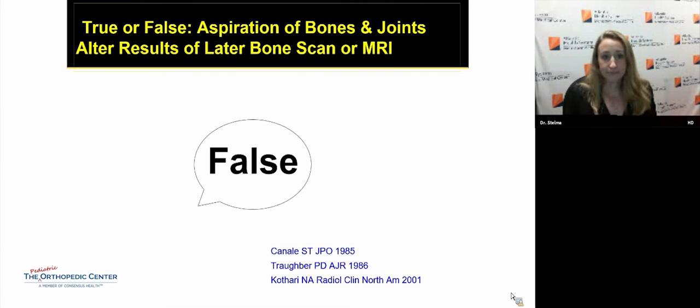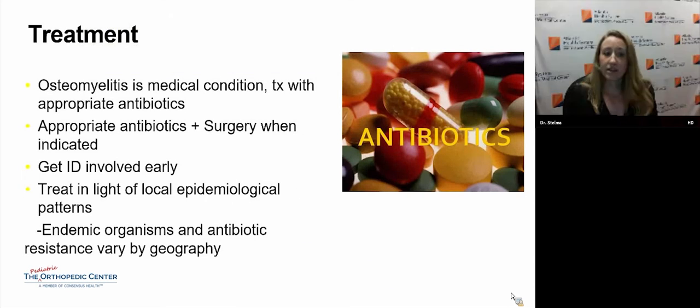Okay. Osteomyelitis is a medical condition, and the treatment is appropriate antibiotics. That is the first line. Sometimes we have to add surgery when it's indicated, and it's very important to get the infectious disease team involved early. From my surgical perspective, the answer is not always coming from me, and it's always a team effort involving the infectious disease team. All right, we treat in light of local epidemiological patterns, so the infectious disease teams can help guide this, and endemic organisms and antibiotic resistance vary by geography.